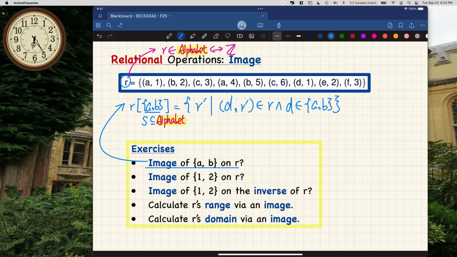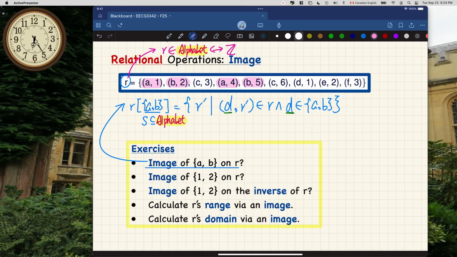Yeah, the domain value. D here and D here. If the domain value will match, then we collect all the R prime. Okay? So now since we got A and B, so let's find out all the pairs that involve A and B. So A, B.